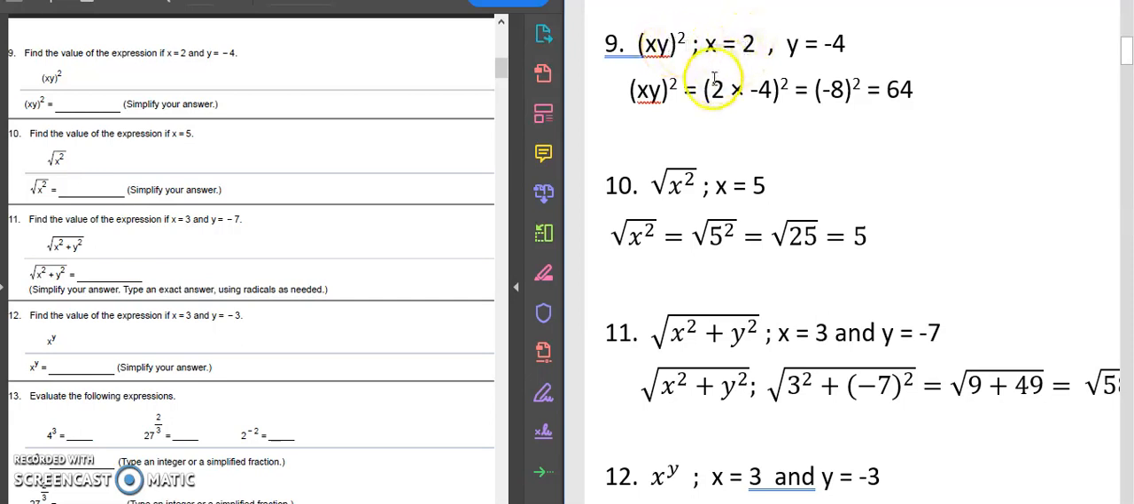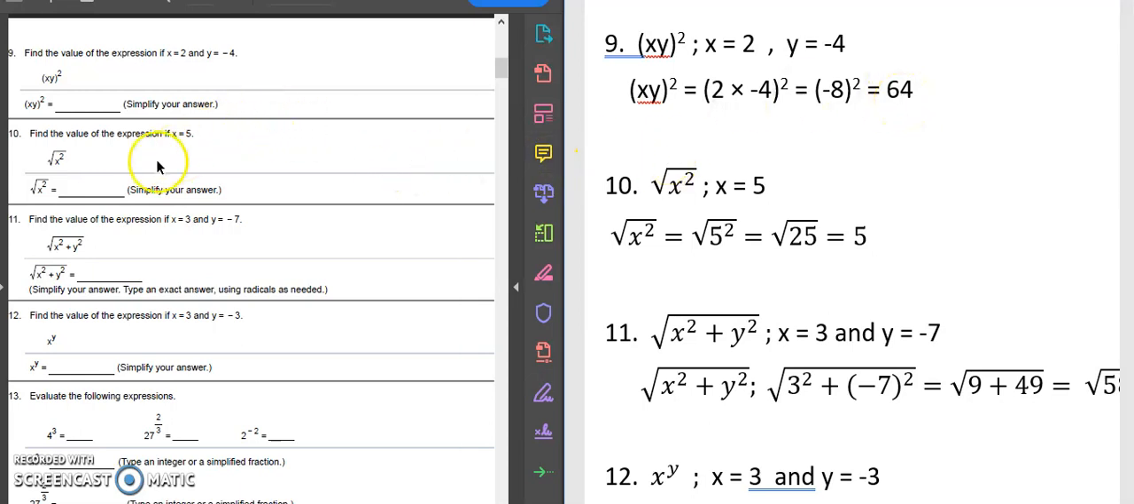So we go ahead and plug in 2 for x, we plug in -4 for y, and we see that there's multiplication going on in here. So first we multiply what's on the inside of the parentheses. We end up with -8 raised to the second power, which is 64, and we're moving on.